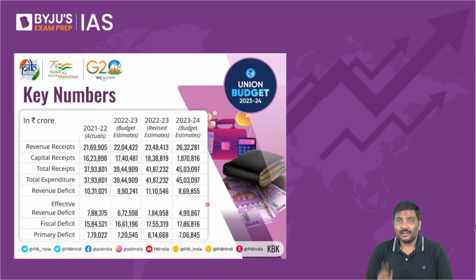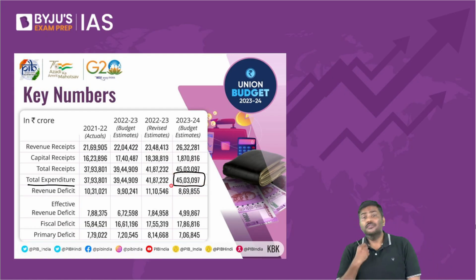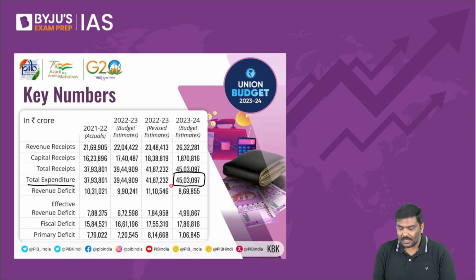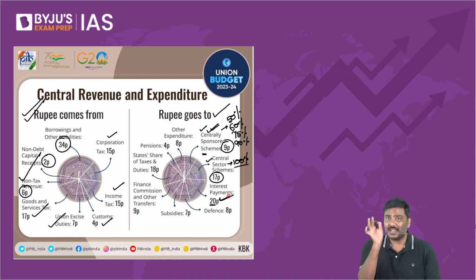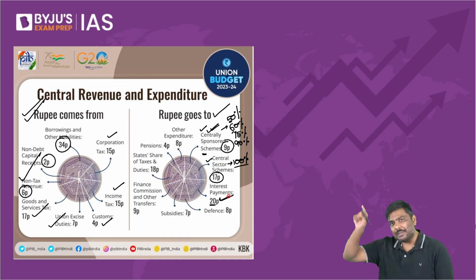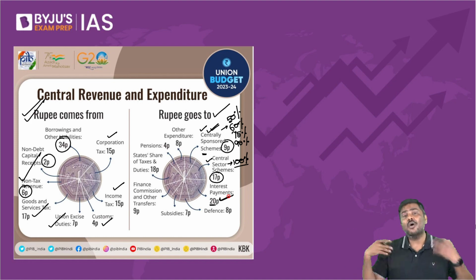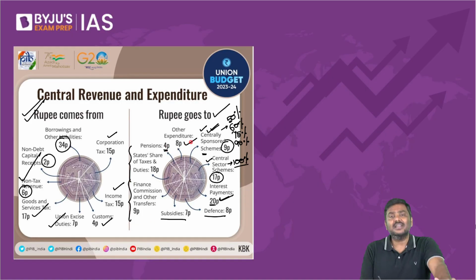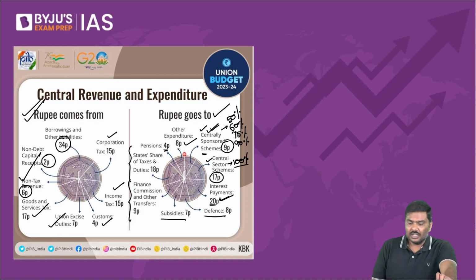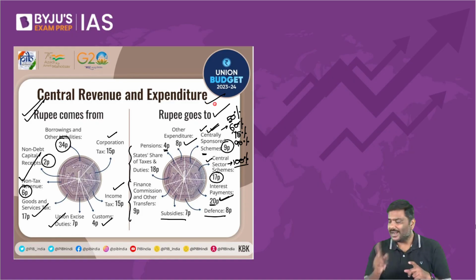If government of India is totally going to incur an expenditure of 45 lakh crore rupees in 1 year, 20% of it is in the form of interest, which means around 9 lakh crore rupees. Around 9 lakh crore rupees, government is simply paying in the form of interest. Why? Our borrowings have been very, very high, especially in the last couple of years. Defense 8%, subsidy 7%, finance commission, you'll understand after some time, don't worry. Pension 4% and other expenditures 8%. So this is how generally government will spend the money and collect the money.